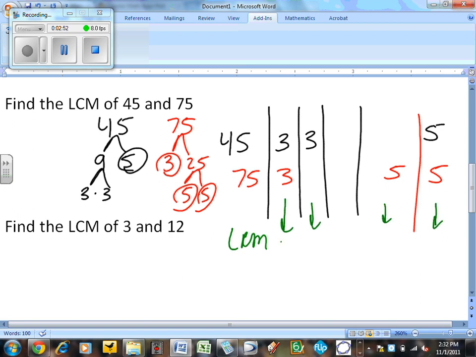All right, so I have a 3 times a 3 times 5 times 5. Okay. So the least common multiple of 45 and 75 is going to be 9 times 25. If I have 9 quarters, I have $2.25. So 225. Good.